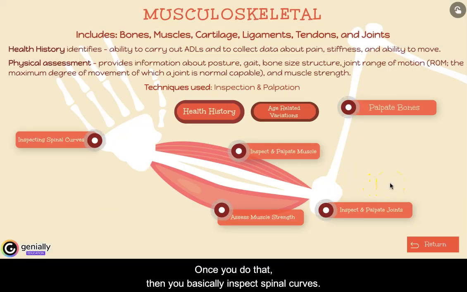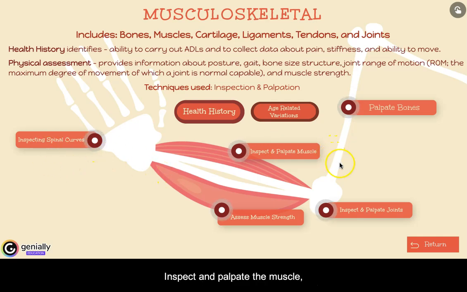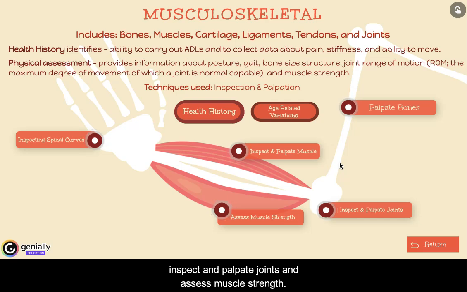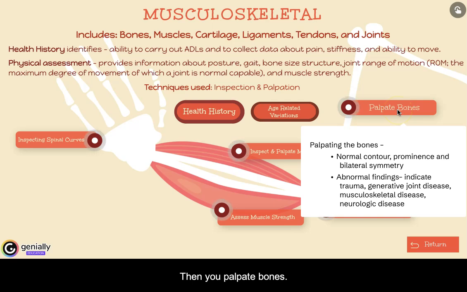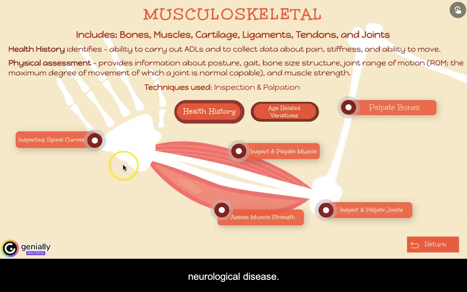So once you do that, you basically inspect spinal curves, inspect and palpate the muscle, inspect and palpate joints, and assess muscle strength. And then you palpate bones. You palpate the normal contour of the bones. Normal is bilateral symmetry. Abnormal findings will indicate trauma, degenerative joint disease, musculoskeletal disease, and neurological disease.